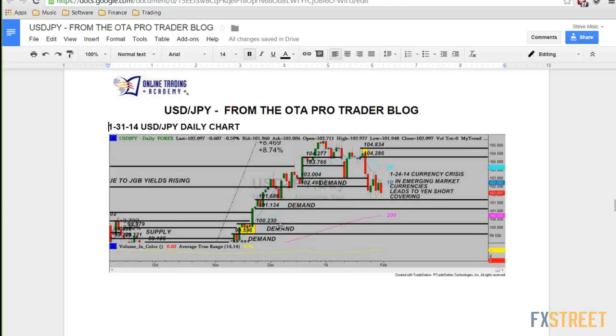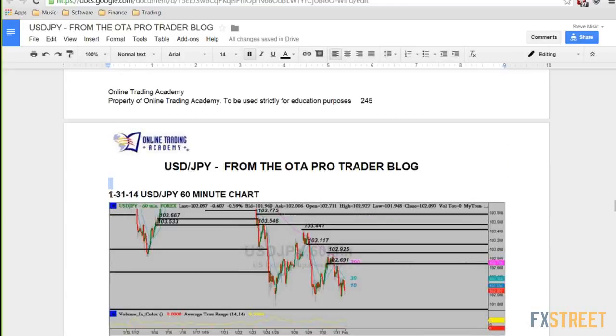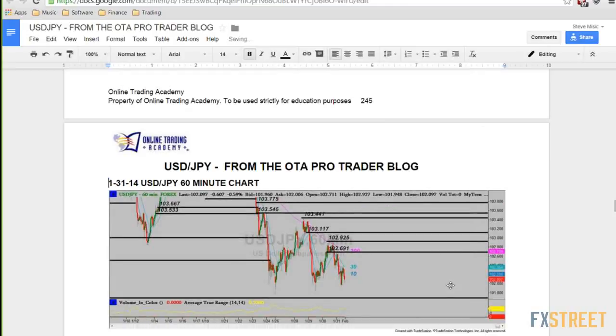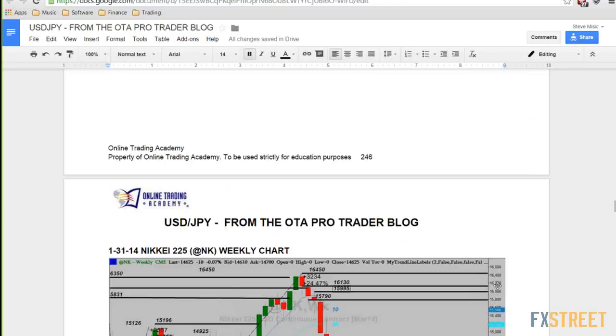So for some reason, anytime there's weakness in the dollar versus the yen, there seems to be buyers at around the 101 area. And anytime there's any kind of strength in the pair, there seems to be sellers at around the 104 area. And from here, folks, this is where this pair, on almost every time frame, begins a very, very long sideways pattern.